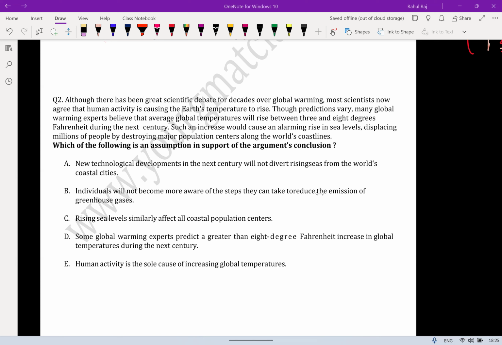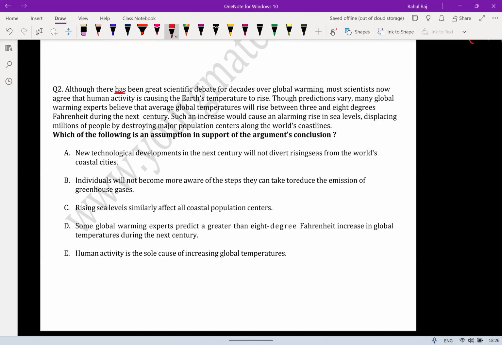Perfect. Should we discuss? Tara, you got the answer. Tara E. Perfect. Okay, so let's discuss. Although there has been a great scientific debate for decades over global warming, this is a fact, simple logic. Most scientists now agree that human activity is causing the earth's temperature to rise. So this is again a fact.